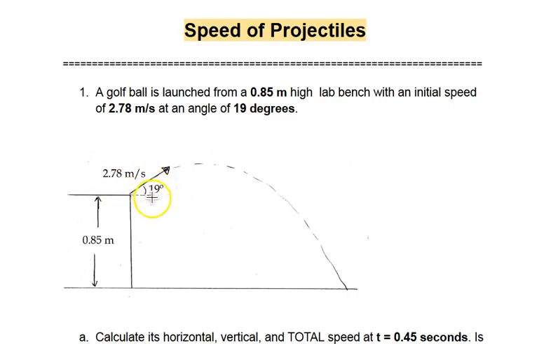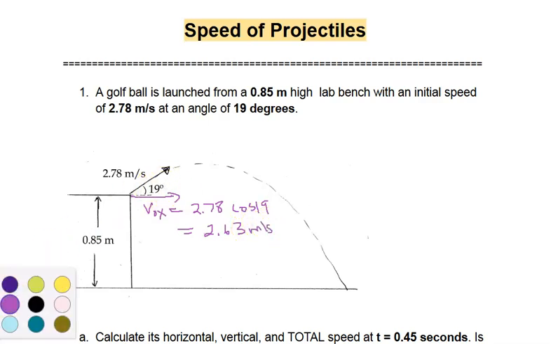As soon as you see an angle, the first thing you're going to do is calculate how much of that is over, which is 2.78 cosine of 19, which is 2.63. It's more shallow probably than I've drawn. I didn't have a protractor. I didn't draw it to scale.